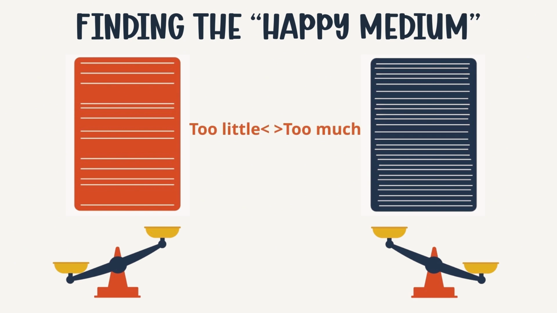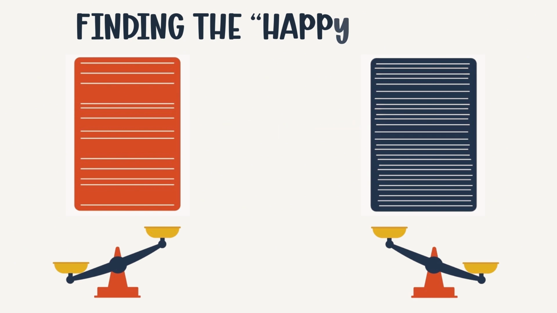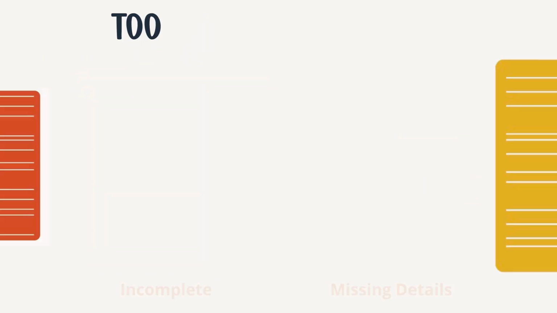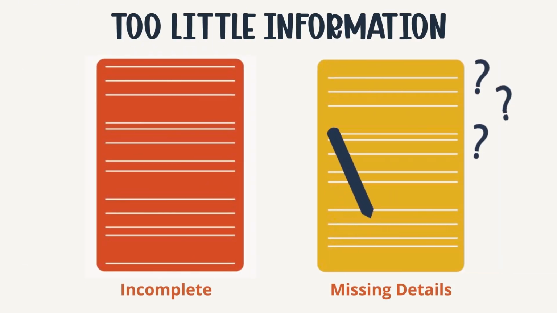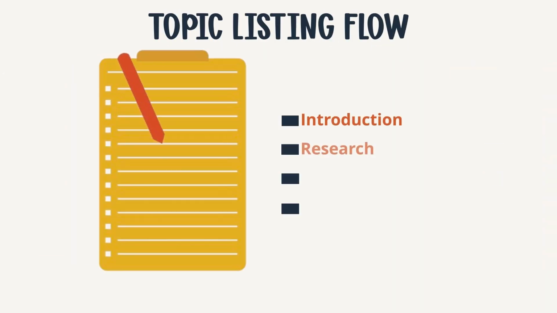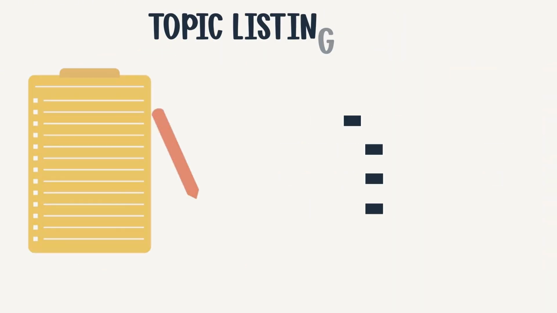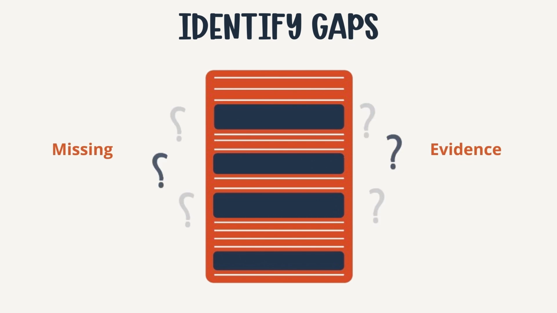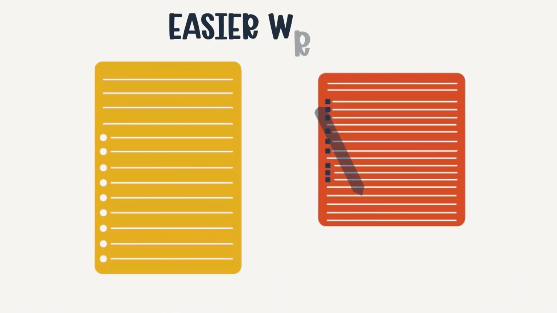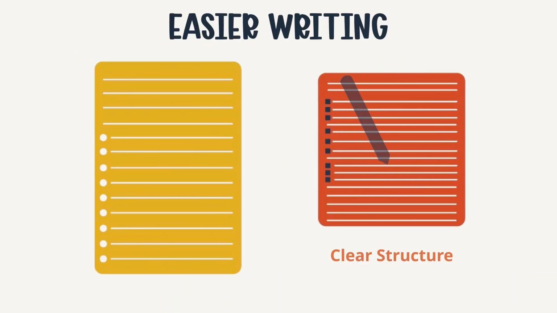Too little or too much detail creates an unbalanced outline. A good outline is balanced. If it is too short, you have to write a lot by yourself. If it is too detailed, it limits your ideas. Arrange the main topics in the order they will appear. Check whether each topic has enough information. Do more research to get enough evidence. A good outline makes writing clear, easy and flexible.